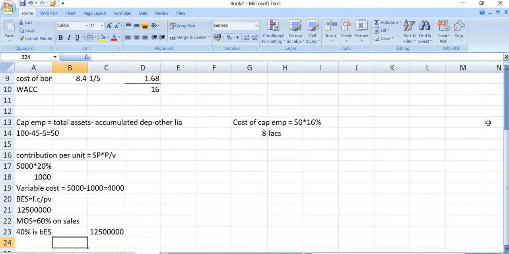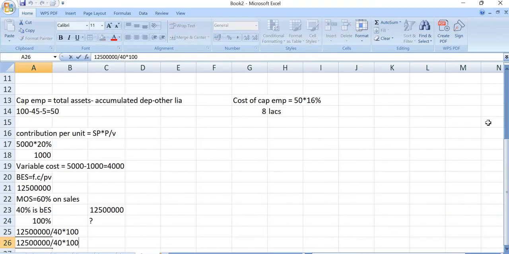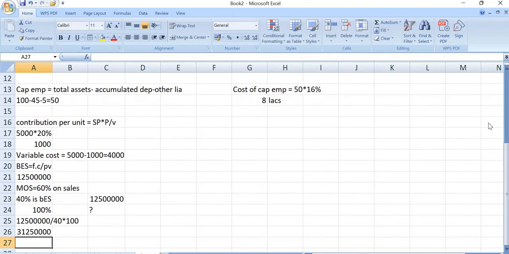So then what would be my 100 percent? That is my sales. So just a cross multiplication: 1 crore 25 lakhs divided by 40, into 100. So I will be getting around 3 crore 12 lakh 50,000 as my sales. Hope this is clear for everyone. So this is sales.